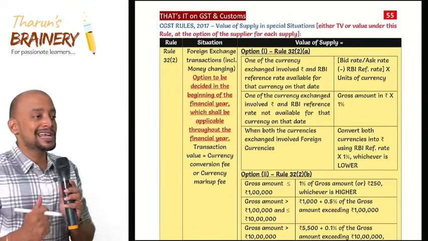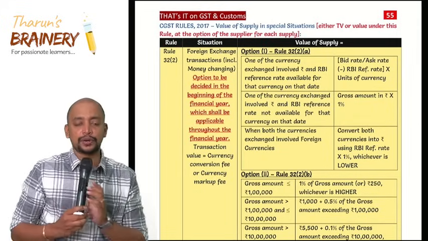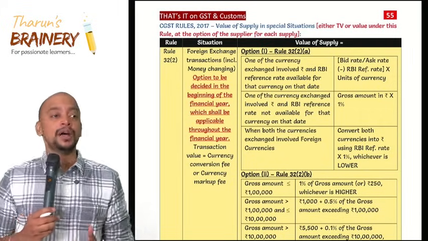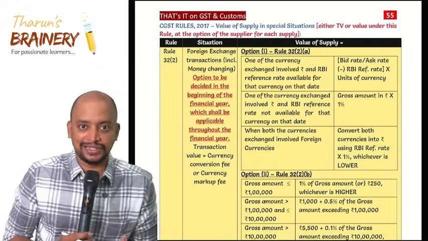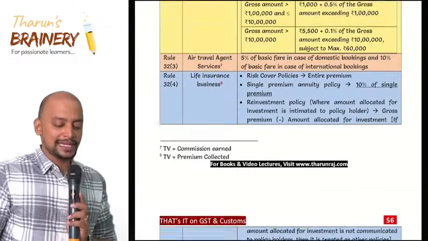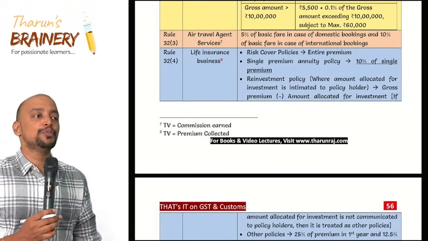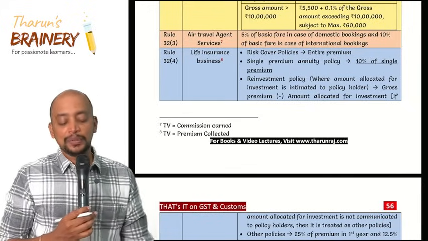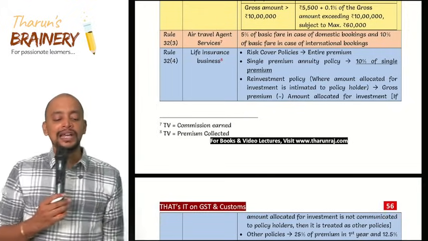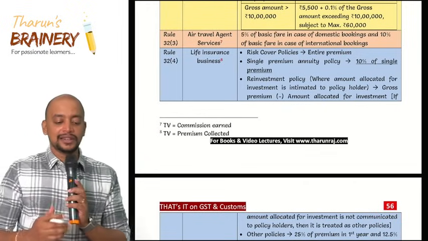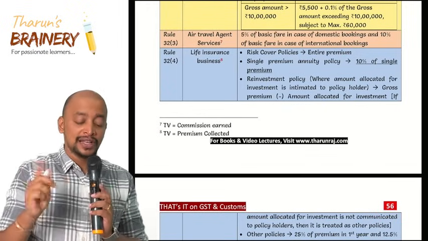Now, what are the 5 cases for which this rule 32 will be applicable? Foreign exchange transactions including money changing, that is conversion from one currency to another currency. Then second case, air travel agent services. An air travel agent who does the booking of air tickets will come under this case. And third will be life insurance business, not life insurance agent, life insurance business.